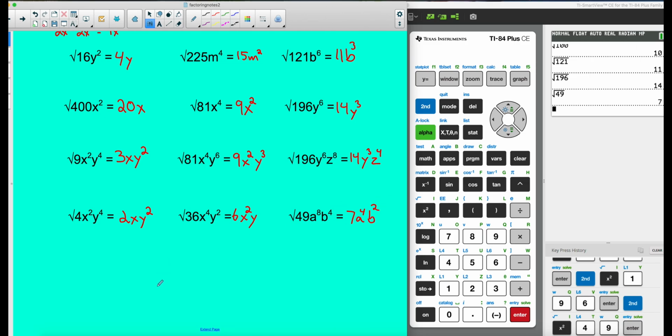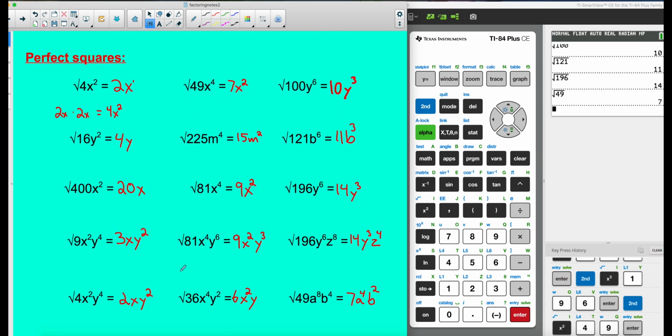All right? Guys, that is it. Simple. All right? So once again, this is just simplifying perfect squares part 2. And this is exactly what we're going to need when we factor the difference of two squares tomorrow. So please get ready for that.